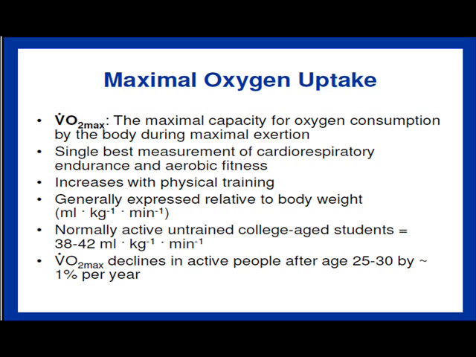Normally, for active, untrained college-age students, typical VO2 values would be somewhere between around 38 to 42 mLs per kg per minute. Unfortunately, it does decline as you get older, after about 25 to 30, about 1% per year. In some very elite athletes, like some of the Nordic, Scandinavian cross-country skiers, we've seen values up to 92, which is very, very rare. Even elite Tour de France cyclists will have values in the high 70s, maybe low 80s.